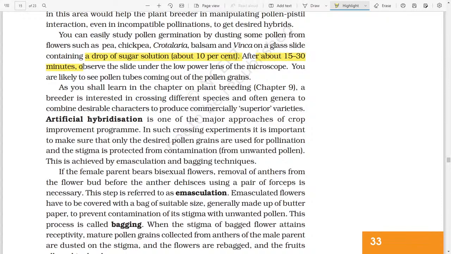As you shall learn in this chapter on plant breeding, chapter 9, a breeder is interested in crossing different species and often genera to combine desirable characters to produce commercially superior varieties. Artificial hybridization is one of the major approaches of crop improvement programs. In such crossing experiments, it is important to make sure that only the desired pollen grains are used for pollination and the stigma is protected from contamination. This is achieved by emasculation and the bagging technique.